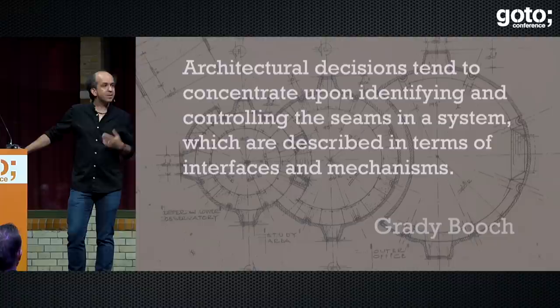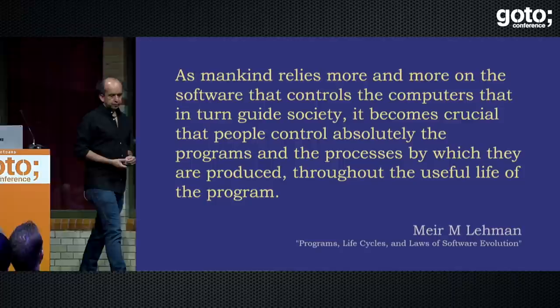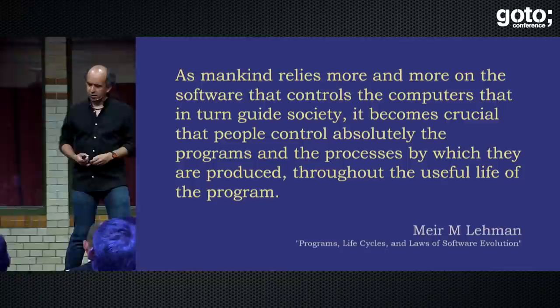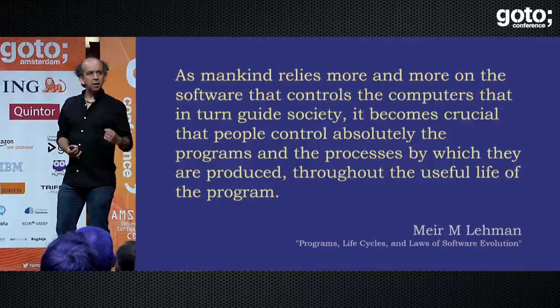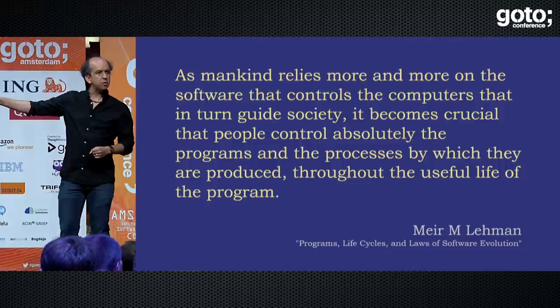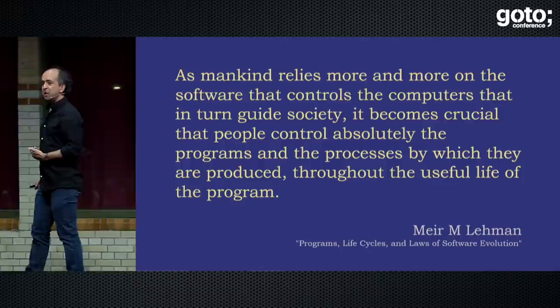So it's a very simple idea. Do you know your dependencies? And what is the criticality of those things? Meir Lehman made this wonderful observation around 1980. He said, as mankind relies more and more on the software that controls the computers that in turn guide society, it becomes crucial that people control absolutely the programs and processes by which they are produced throughout the useful life of the program. And that's a point here. Are you controlling the dependencies? When you've said we'll use that library, to what extent are you controlling that dependency? Have you safeguarded that? What have you thought about it? What happens if that's taken away? It's a very good question. What are the consequences if it's taken away? If the consequences are minimal, then that's fine. But you need to evaluate that before coming to that conclusion.